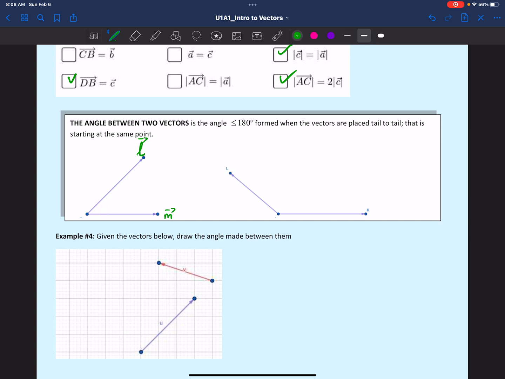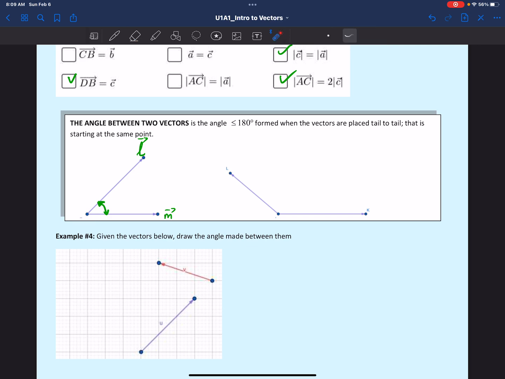For example, if you place two vectors tail to tail, that's how we figure out what the angle between them is. We always refer to the angle made between two vectors as the smaller one. So again, when you place two vectors tail to tail, the vectors will make two angles, the green and the pink. But the angle that we refer to as the angle made between two vectors is always the smaller one, so it would be this acute angle.